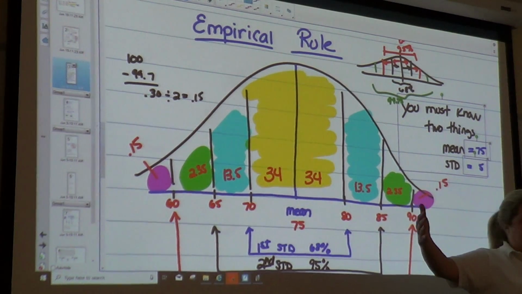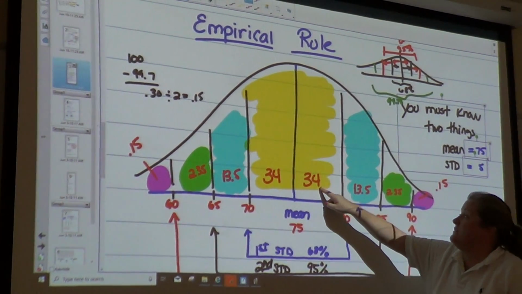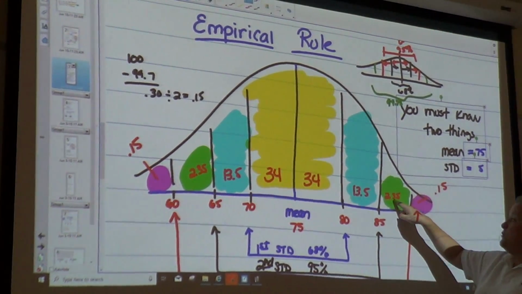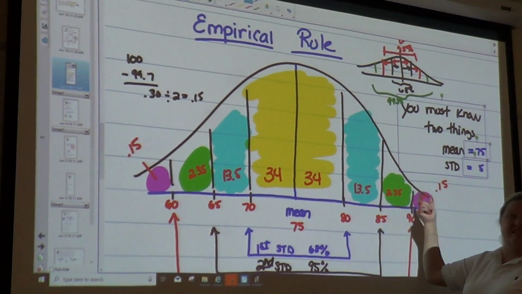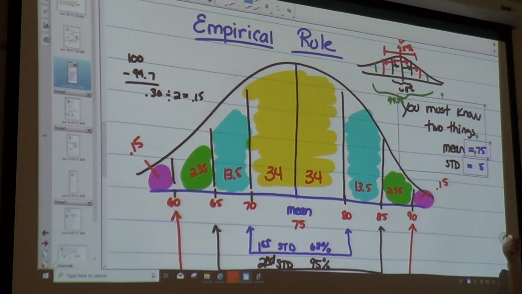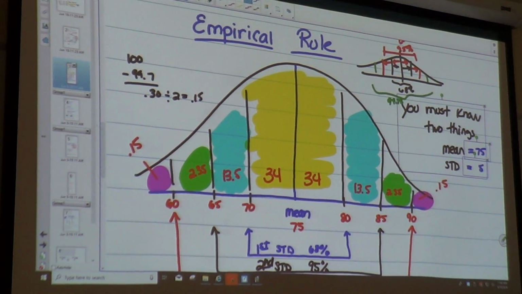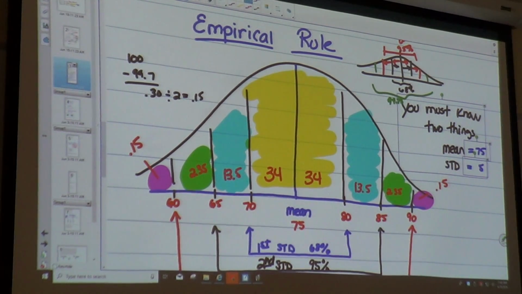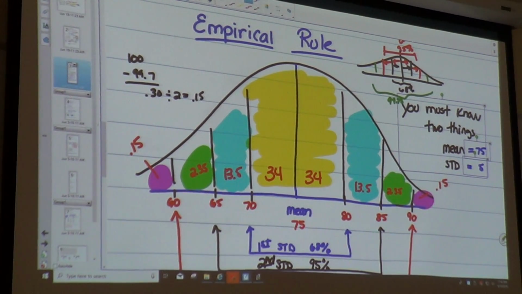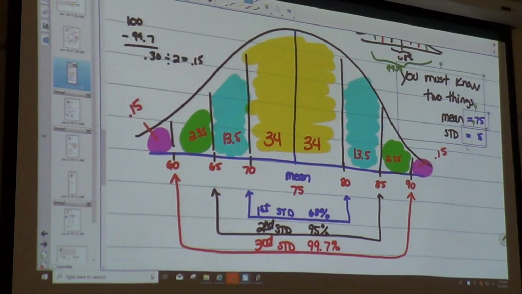68, 95, 99.7. You can memorize 34, 13.5, 2.35, and 0.15, and you can just add up those sections and you'll get the same answer that I get. And I'll show it to you both ways. So these are for people who just could not get it the other way.